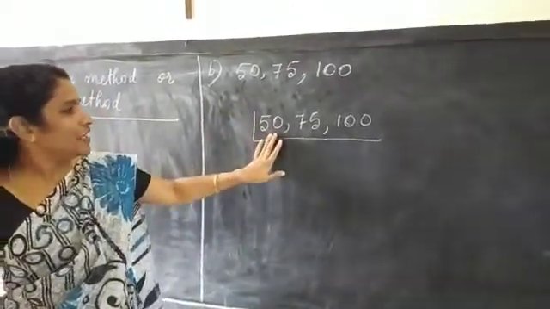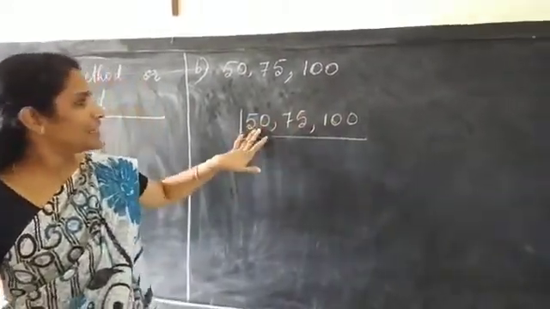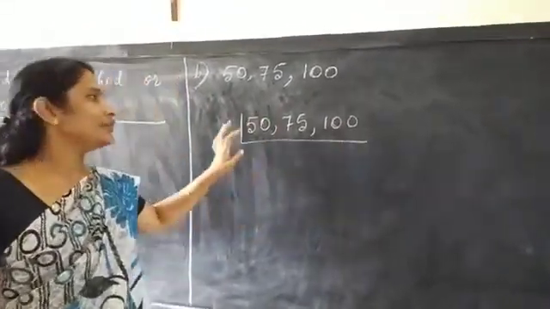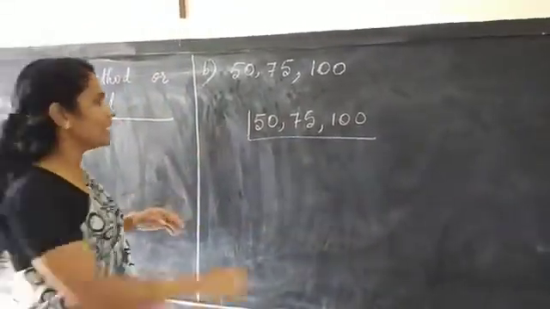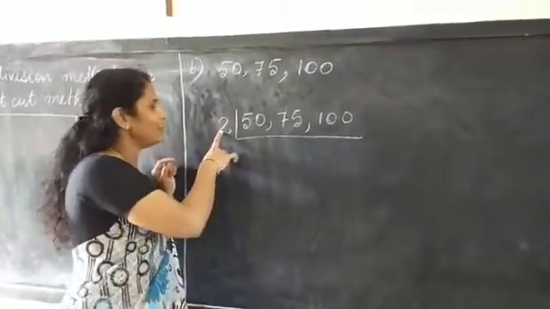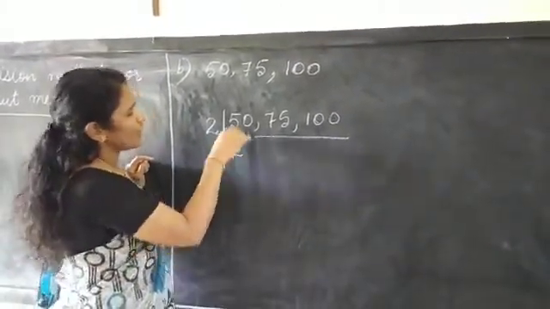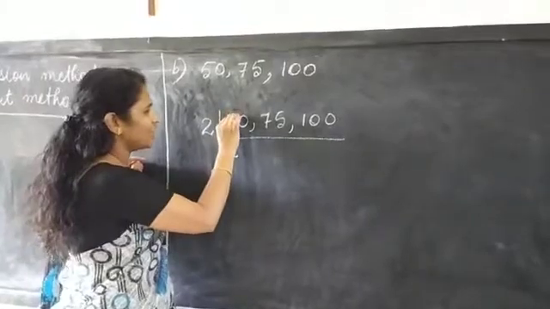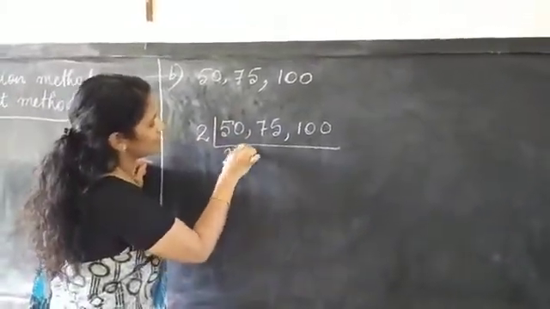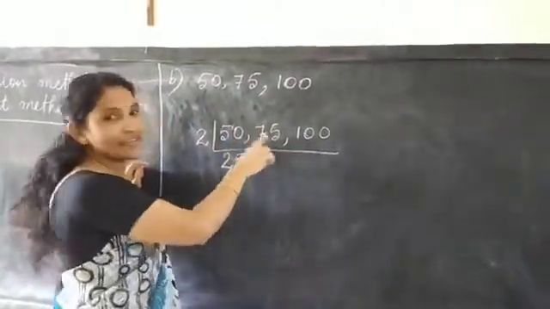Here 50, 75, 100. You can see 50 and 100 both are divisible by 2. Then we have to do the process by 2, because 2 is the smallest prime number. Now how many 2's are 5? 2 2's are 4. 1 is remaining. Now the number became 10. How many 2's are 10? 2 5's are 10.